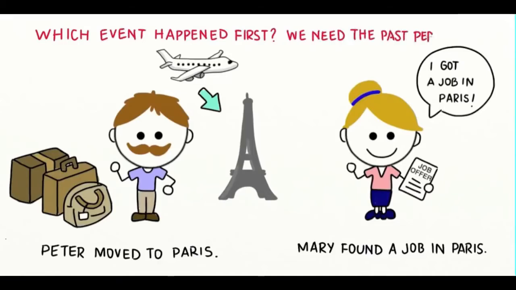For example, if we add the word had to this sentence, Peter had moved to Paris, we know that this action happened first. But if we put had in the other sentence, Mary had found a job in Paris, now this action happened first.